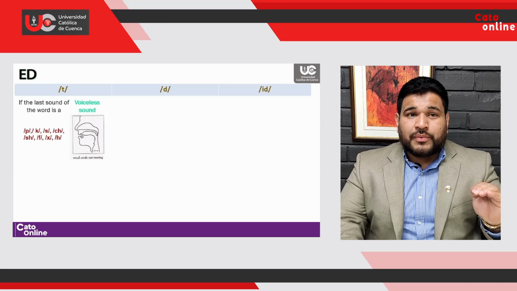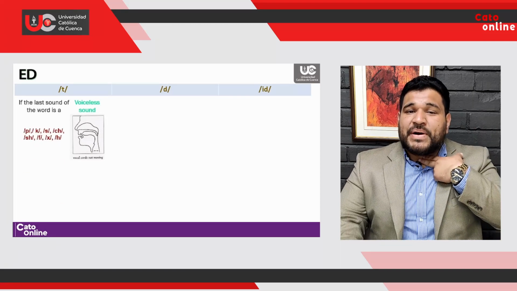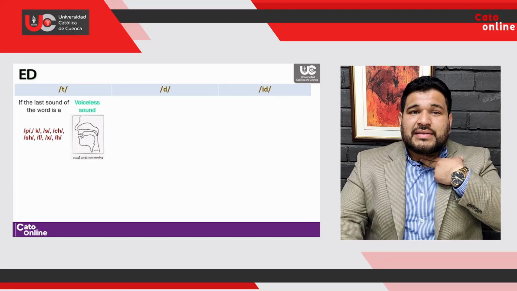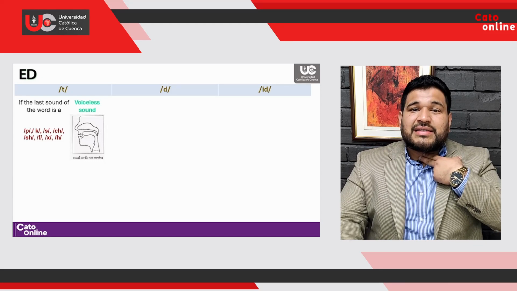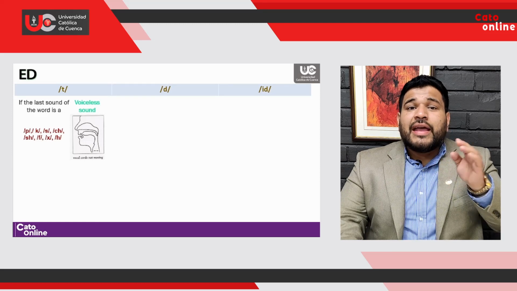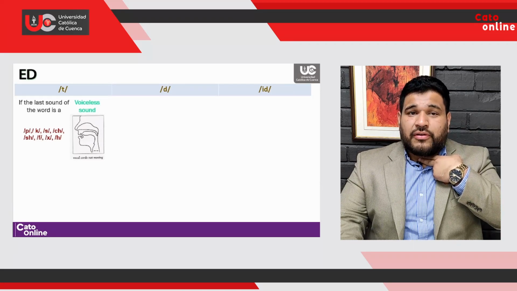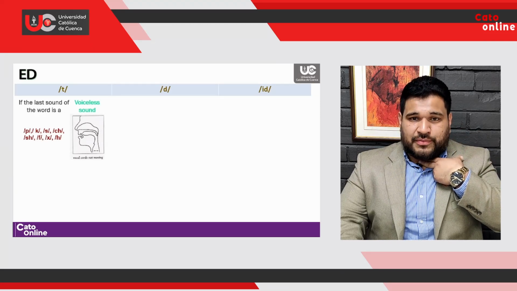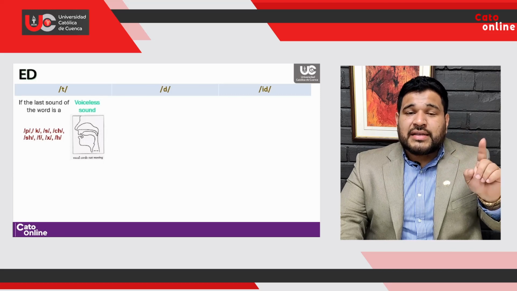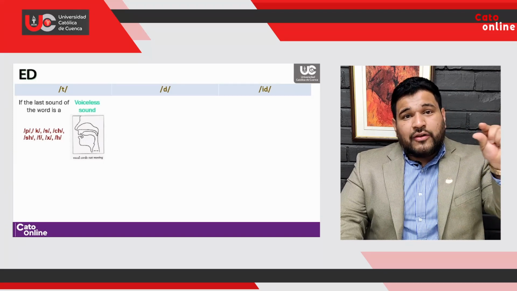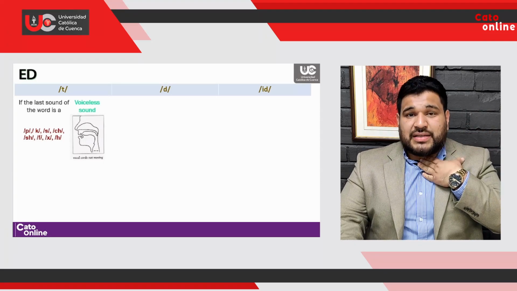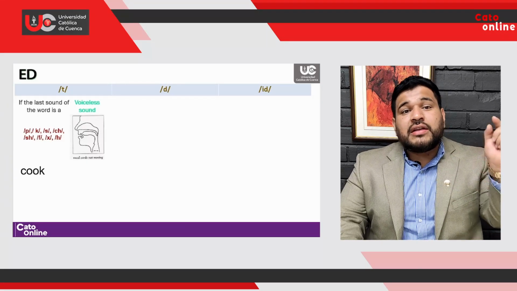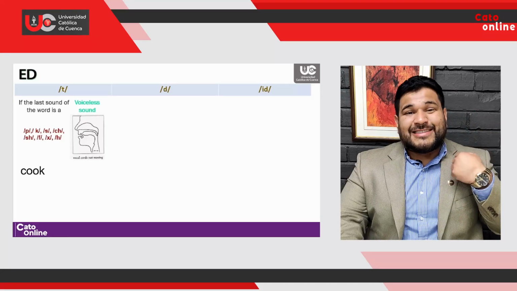Let's do an example. Here we have the sounds p, k, s, ch, sh, f, s. Okay? If you touch your throat, you will notice that in this sound there is no vibration. Okay? So the rule says that depending on the end of the sound, if it is a voiceless sound, you will have to pronounce this verb into the past with the phoneme t.